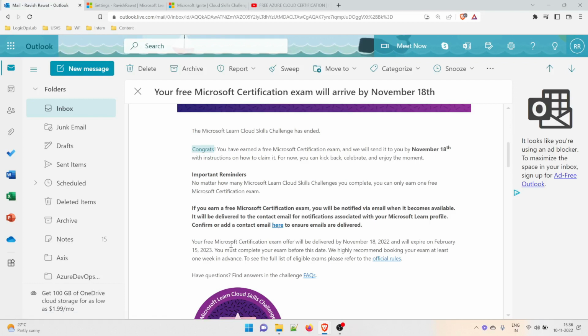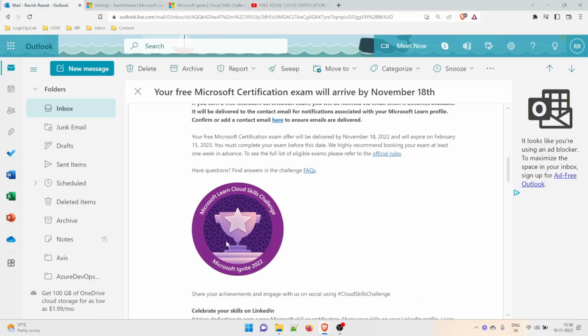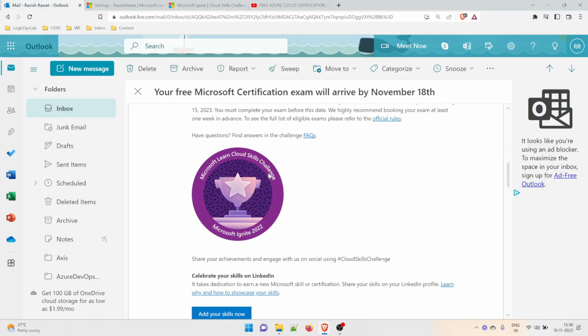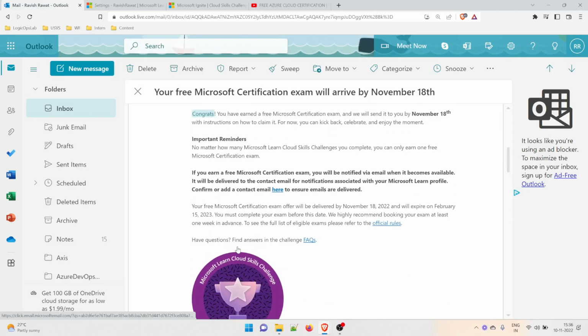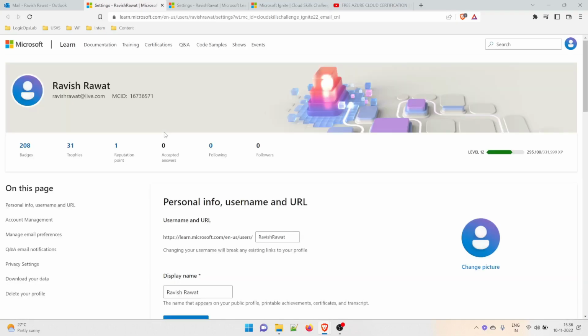Another thing is your free Microsoft certification exam offer will be delivered by November 18th, which is perfect, and will expire on February 15th, 2023. So you have close to 2-3 months to book the exam and take the exam, and you'll be able to pass it successfully. We highly recommend booking the exam at least 1 week in advance. And here is a badge for the Microsoft Learn Cloud Challenge, and you can add your skills. Just confirm it over here, click over here, and you would be presented with the profile. I already have a profile, so I do not have to do anything. If you do not have one, feel free to create a profile.